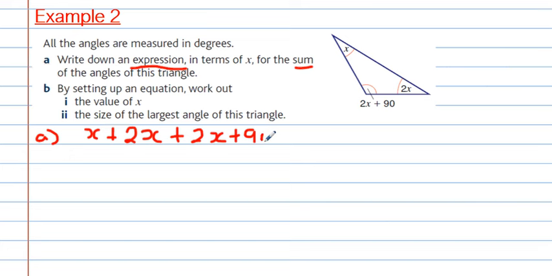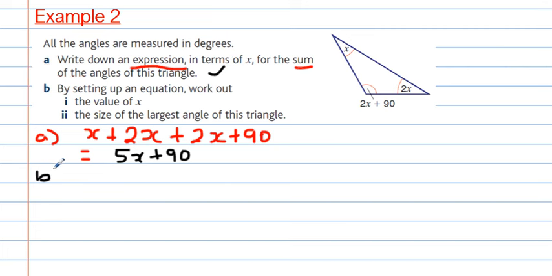We will now simplify this expression. I have another video on this if you're not sure of how to. So if we simplify that, the answer will be 5X plus 90, because X plus 2X is 3X, plus another 2X gives us 5X, and then 90. Okay, so we've done this one. Now let's go to the B part.